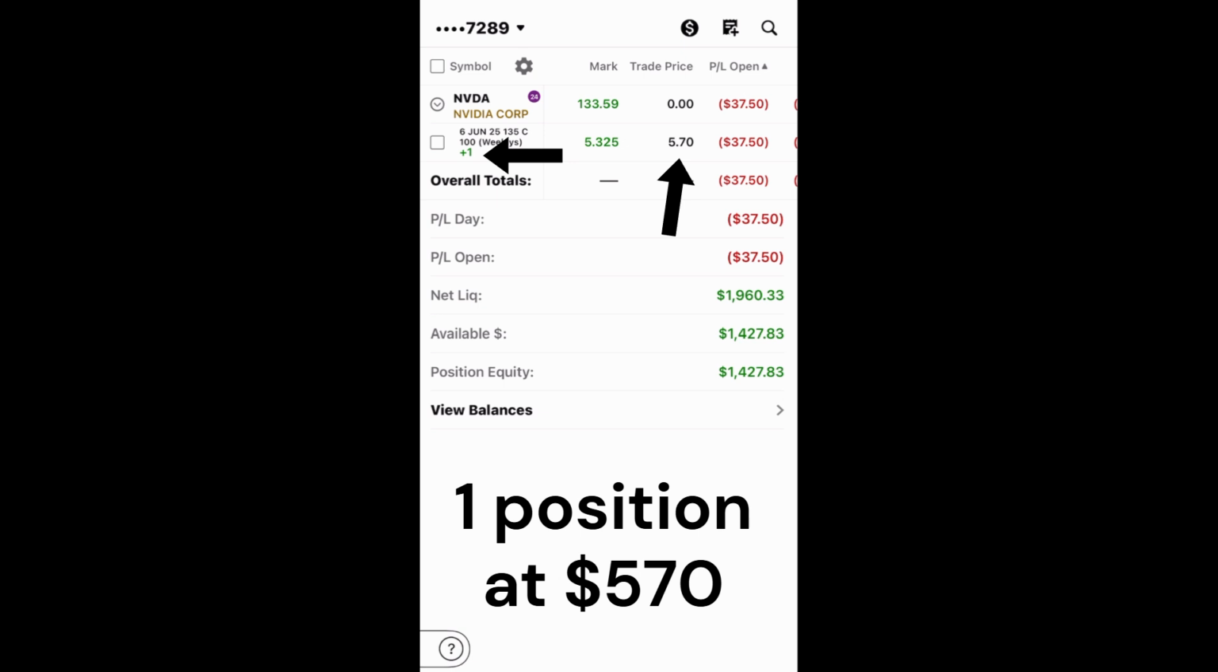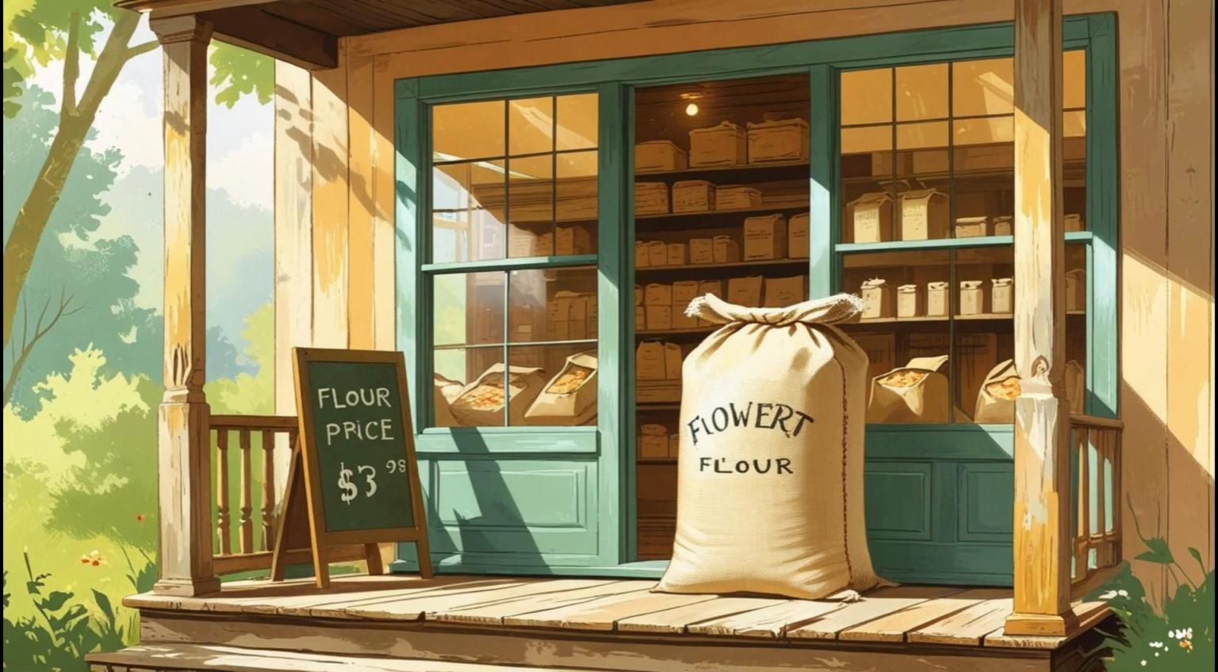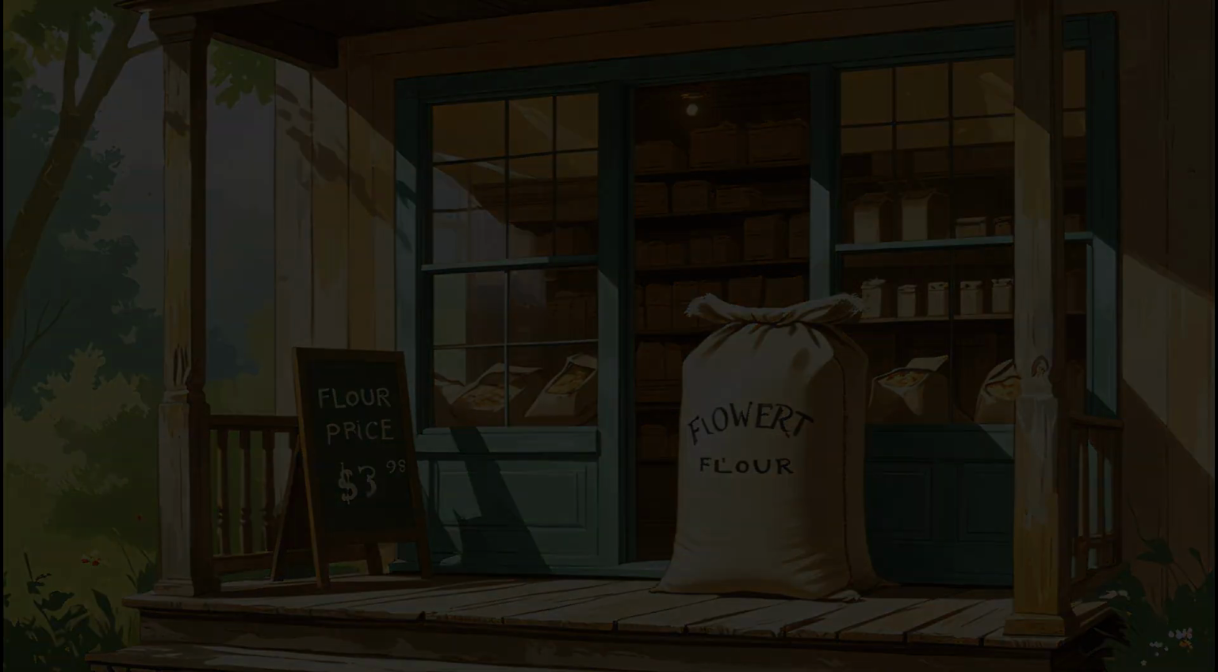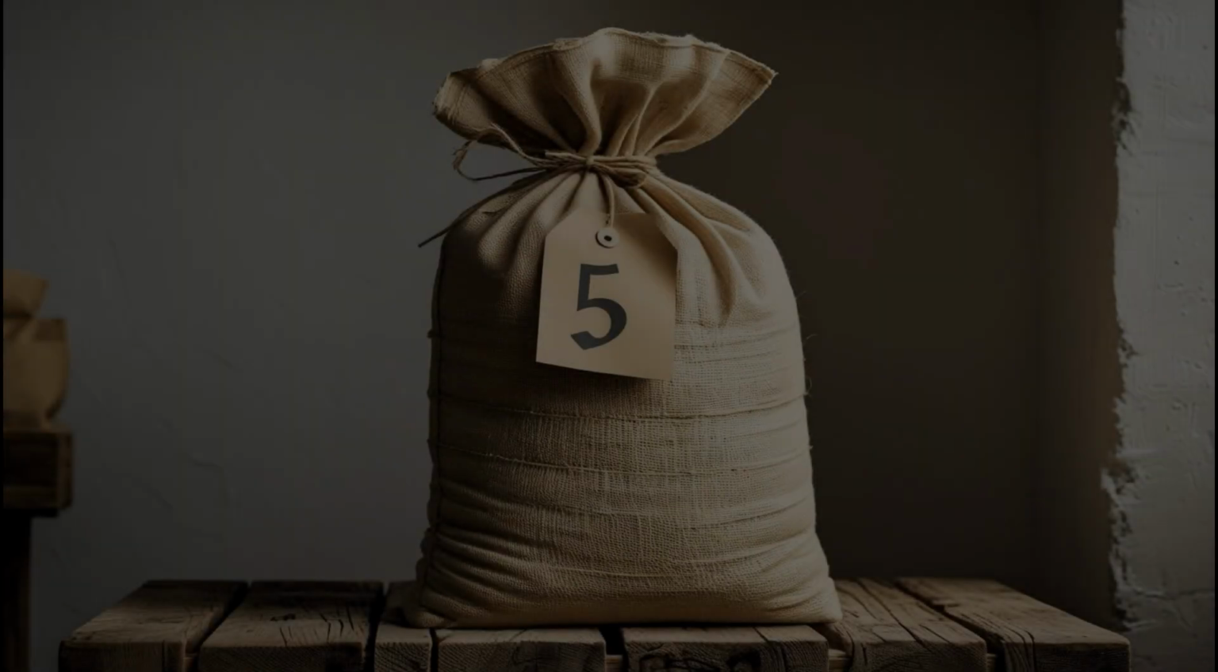To understand dollar cost averaging more intuitively, let's use an analogy. Imagine you're in a store buying sacks of flour. You believe the price of flour is going to rise, so you purchase one sack at $10, hoping to sell it later for a profit. But then the unexpected happens, the price drops. Now the same sack of flour costs only $5.